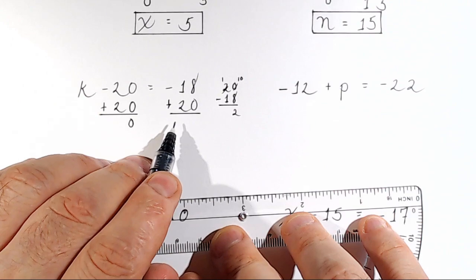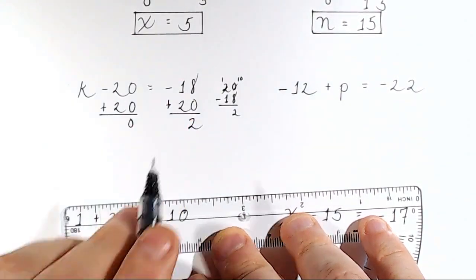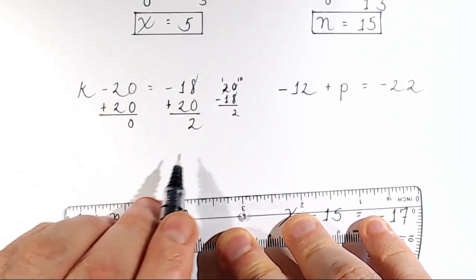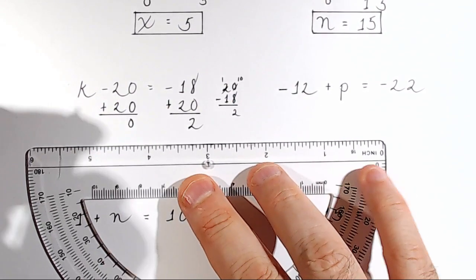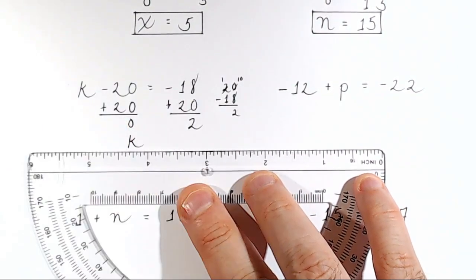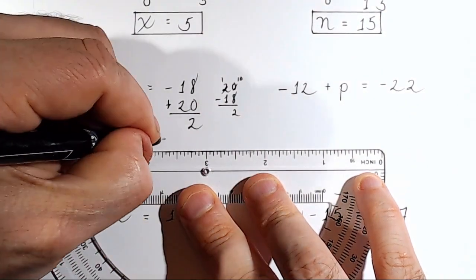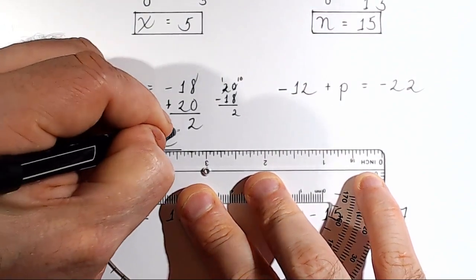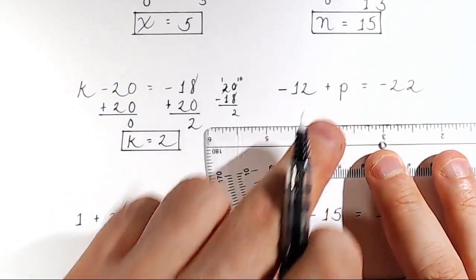So over here, negative 18 plus 20 is positive 2. So put a 2 underneath the ones column. This order is important. Okay? Now, rewrite. All we have on the left is the k. So put the k right here and the equal sign right there. And then all that's left on the right side is 2. So k equals 2. Let's put this in a box. Okay, let's move on to the next one.